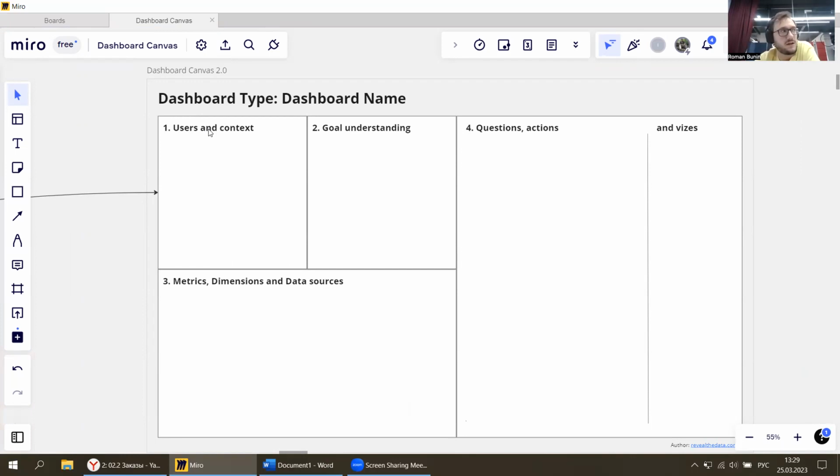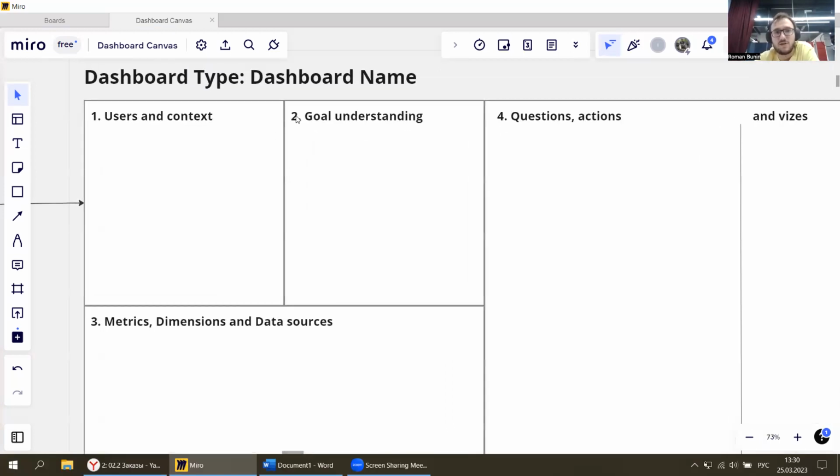Context of using means on which device they're going to use the dashboard, mobile or just a desktop, and also maybe some time restrictions. For example, some dashboards are used every day, some are used once a month, and it's going to influence your design decisions, whether it's used frequently or not.